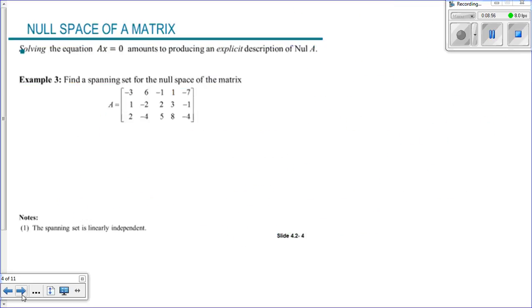Okay, so now solving an equation AX equals 0 is equivalent to finding an explicit description of the null space, because we know the vectors that satisfy this is the null space. So let's solve this system and then get a description of all the vectors that satisfy it. That set of vectors will be the null space. So what we're doing is we're just finding an explicit description for the null space. We'll know exactly what it looks like. So I want to find a spanning set for the null space.